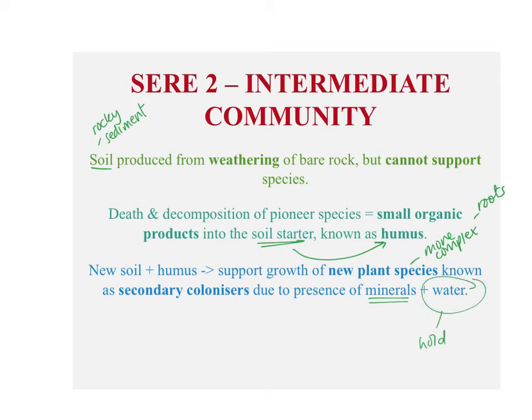So we can see here that death and decomposition of the pioneer species starts the process of mineralization of the soil. So depositing the good stuff into the soil to help plants grow.